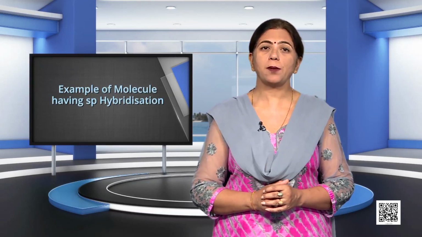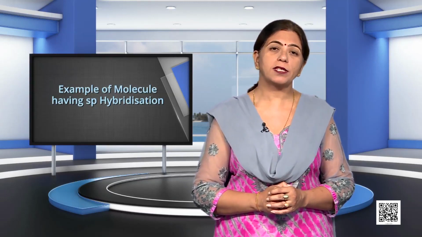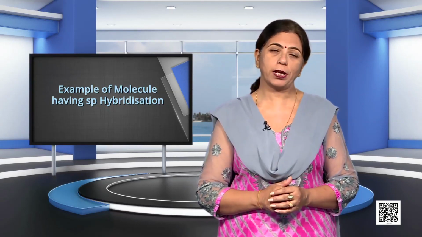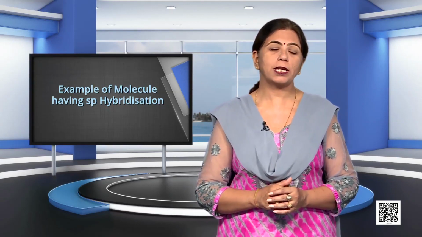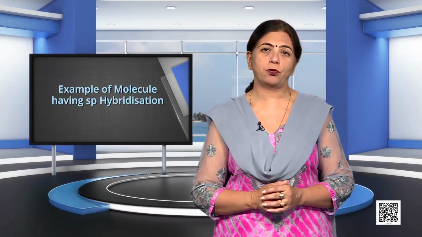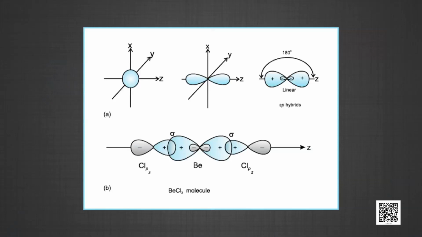Let's now take examples of molecules having sp hybridization. The first example is beryllium chloride. The ground state electronic configuration of beryllium is 1s2 2s2. Ground state electronic configuration shows no unpaired electron, but in the excited state, one of the 2s electrons is promoted to the vacant 2p orbital to account for its bivalency.